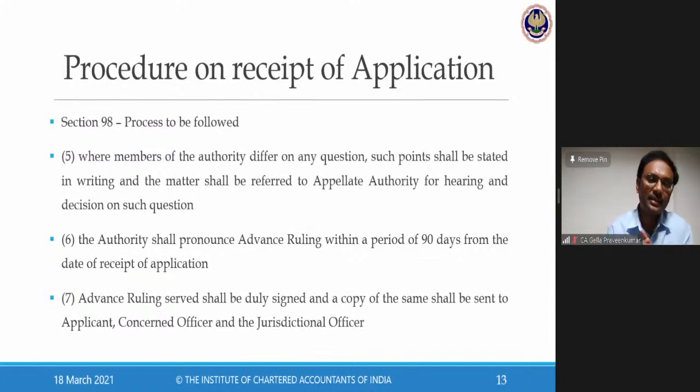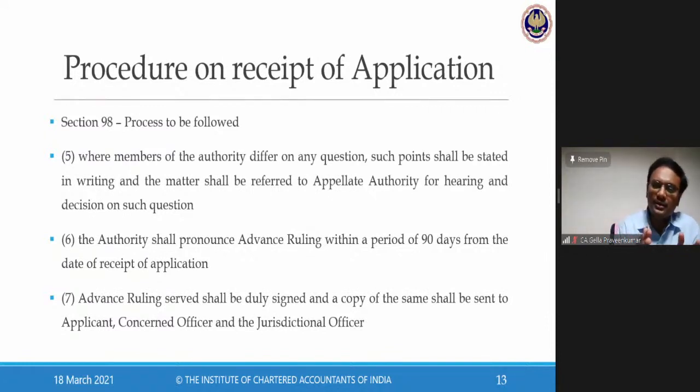The authority shall pronounce this advance ruling within a period of 90 days from the date of application. As per the law, they say within a period of 90 days, they should give their opinion. They should give their order in relation to the question that was asked.